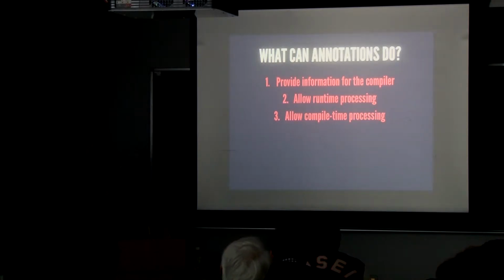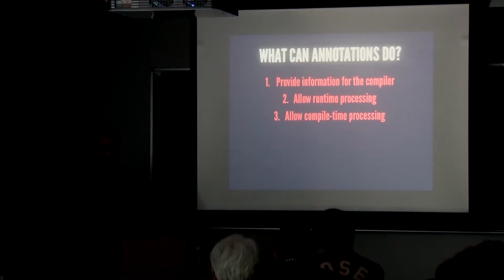You can provide information to the compiler. An example of this is the override annotation that you use when you override methods. The compiler is able to tell that if you're using that annotation and the superclass doesn't have the same method, then it will throw an error. The same happens for other annotations like deprecated and so on.